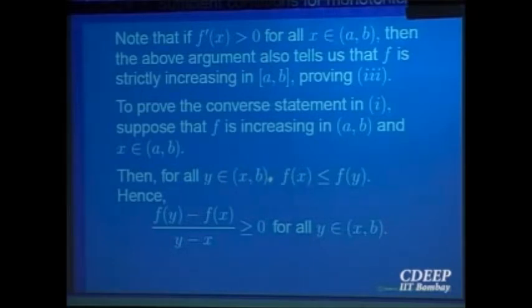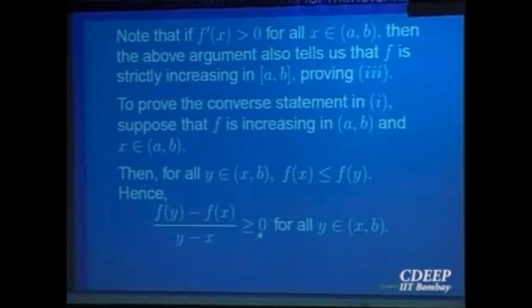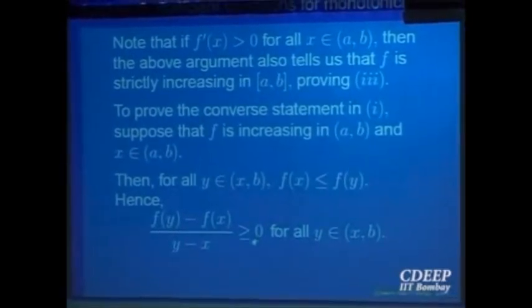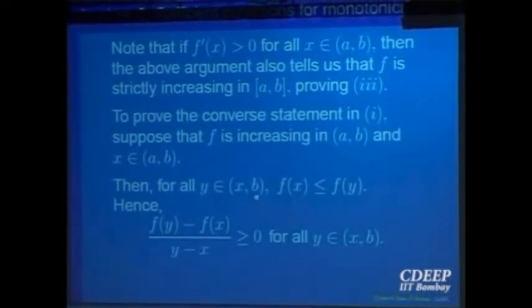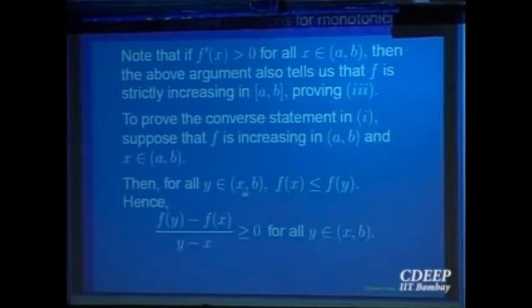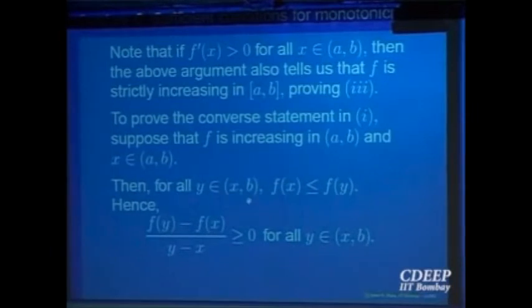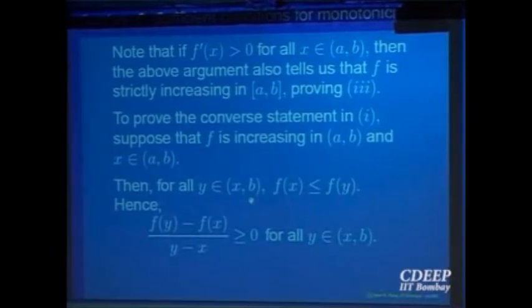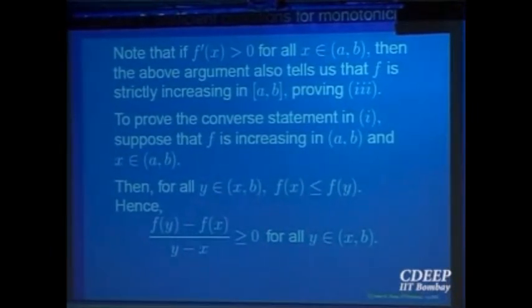So what are we given? We are given the function is monotonically increasing. So what can you say about f of y minus f of x? That is non-negative. y minus x is non-zero, that is positive. So this quotient is bigger than or equal to 0. And this happens for all points y in the interval x to b. Right? So I can now let y go to x. So we are coming from the right side. We are in the interval x to b. x is fixed. We are letting y go to x.